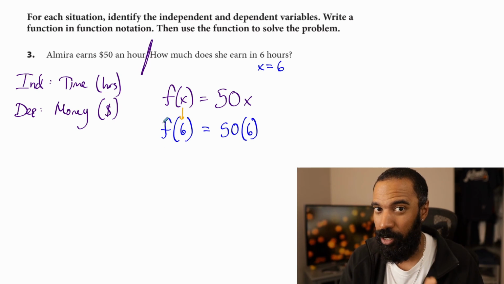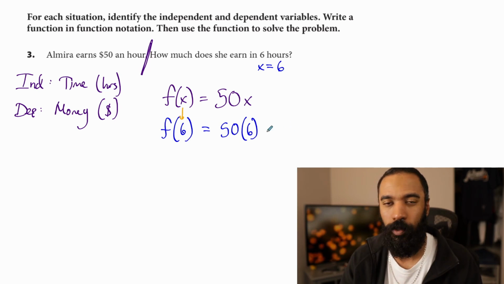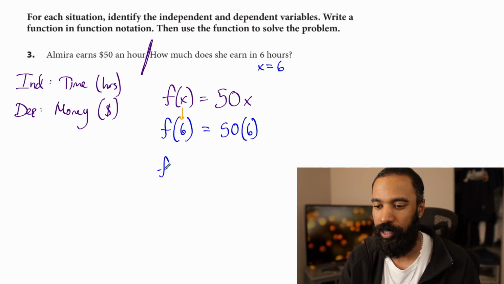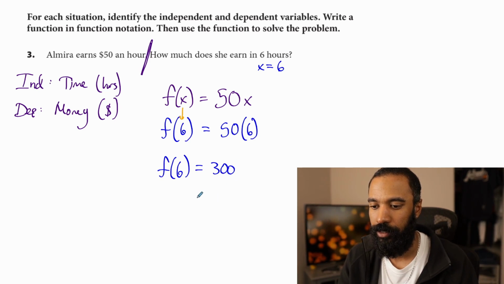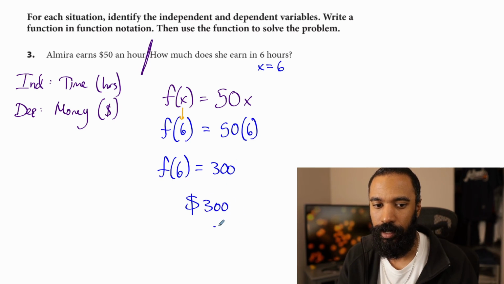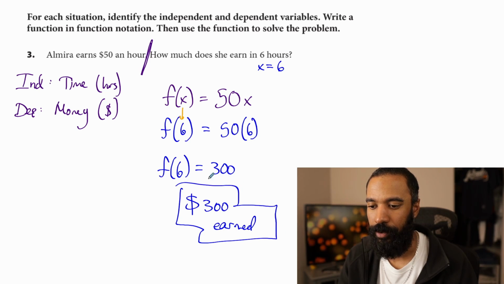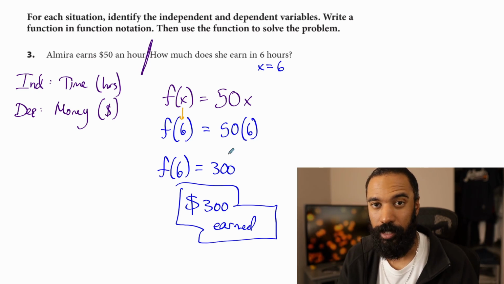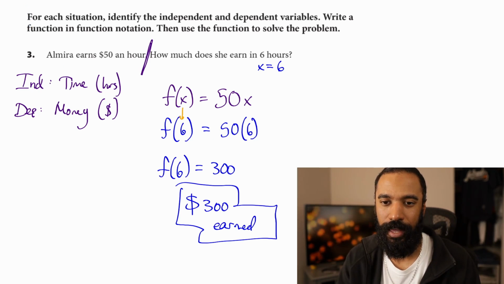The function of the money earned for 6 hours worked equals $50 per hour times 6 hours worked. So f of 6, the amount of money I'll make for 6 hours worked, is $300. $300 earned. And that's what it looks like. F of 6 equals 300. That means that at 6 hours, you make $300. That's it.